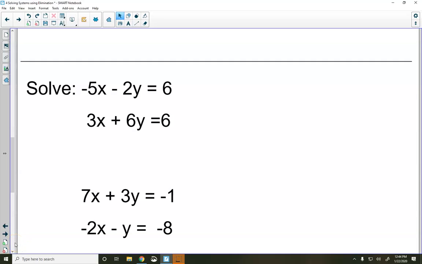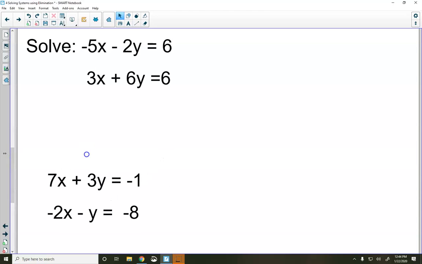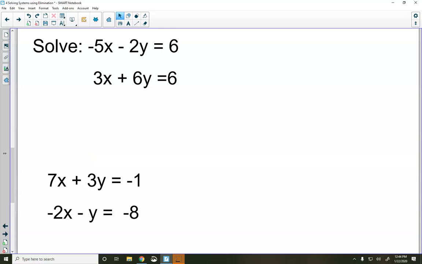Okay, so this video is just knowing what number we're going to multiply an equation by to be able to use the elimination method. I'm going to kind of hopefully model your thinking. Alright? So for the first one, negative 5x minus 2y equals 6, and 3x plus 6y equals 6.